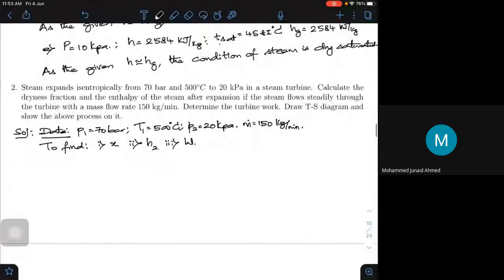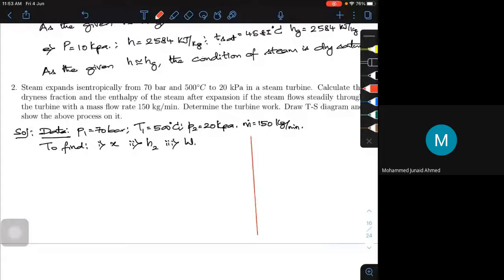First, let's try to represent it on the TS diagram. This is my temperature axis, and this is a very simple sketch actually. I should show two pressures. They are diverging, and the steam expands isentropically from point 1 to point 2, a simple vertical line.